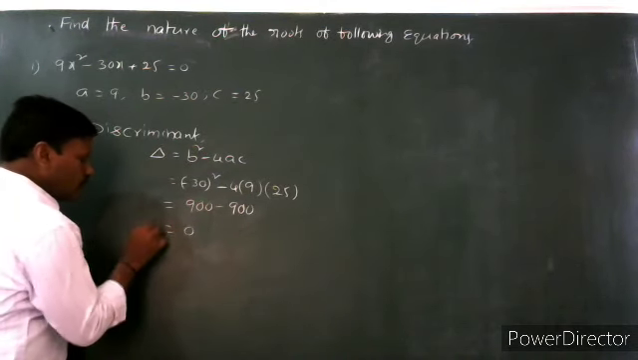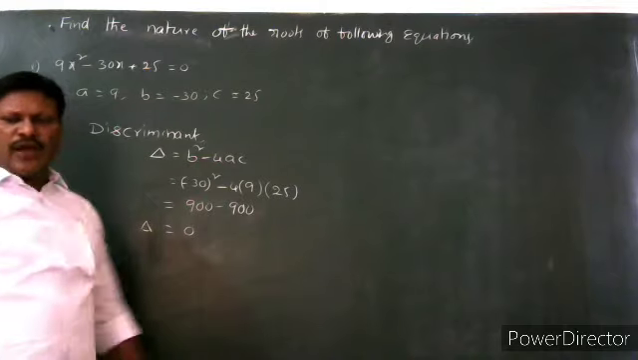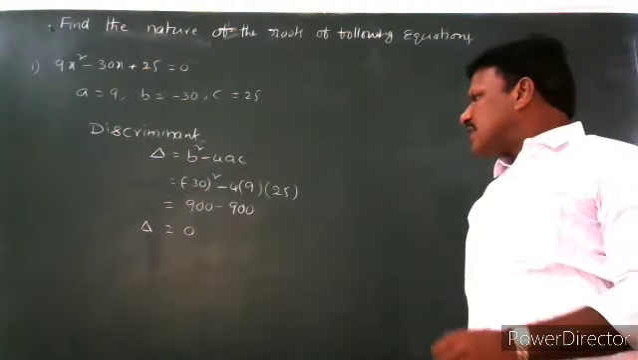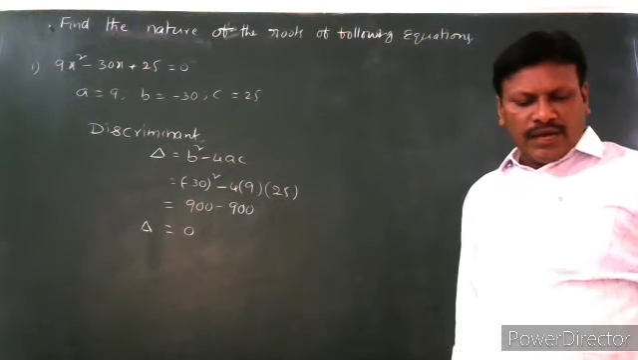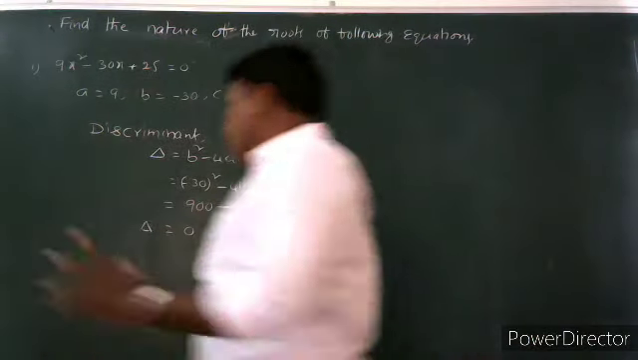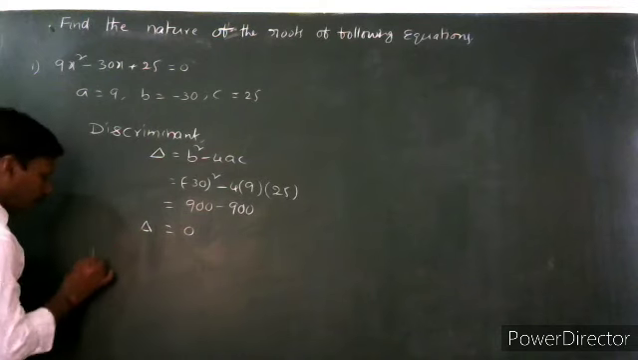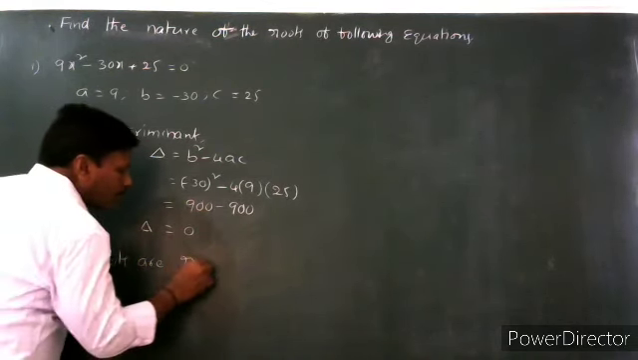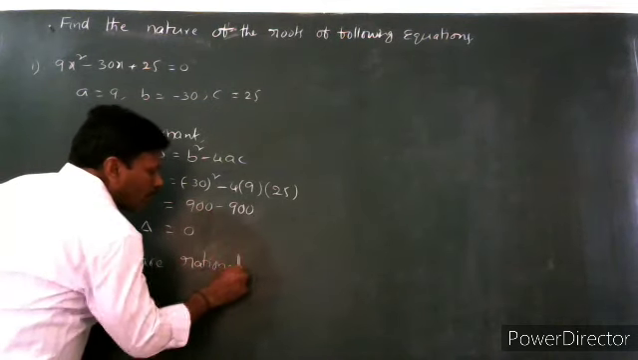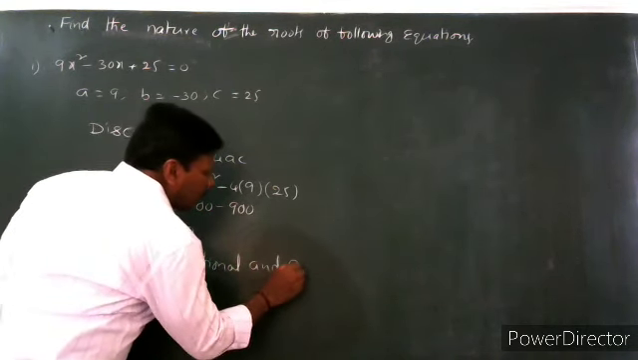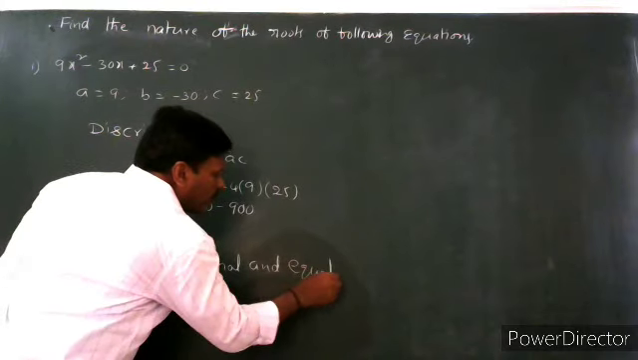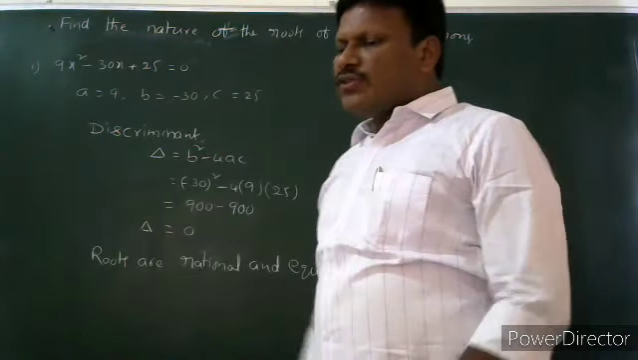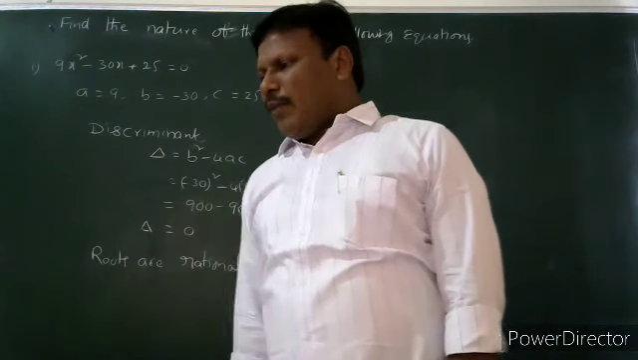900 minus 900 cancels out. This is delta. Delta is equal to 0. That means the discriminant is equal to 0. Discriminant 0 means the roots are rational and equal. Rational and equal. So now we are discussing the second problem.